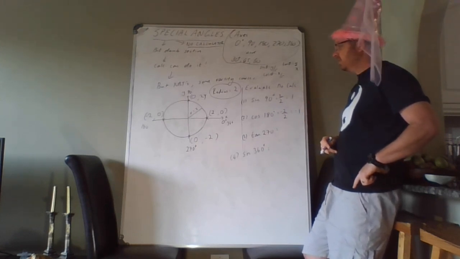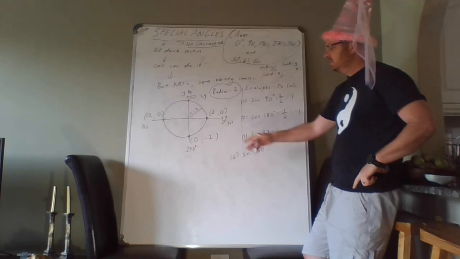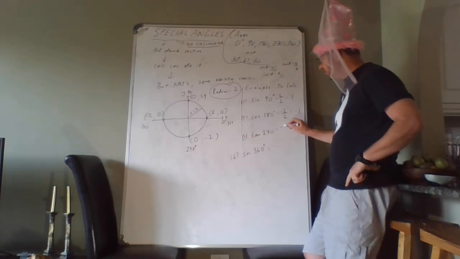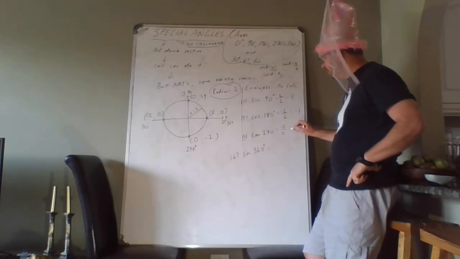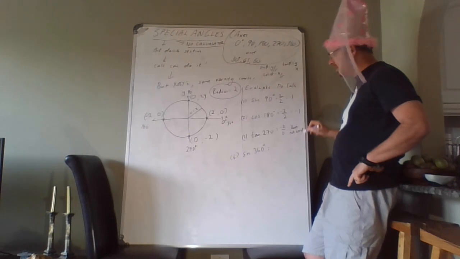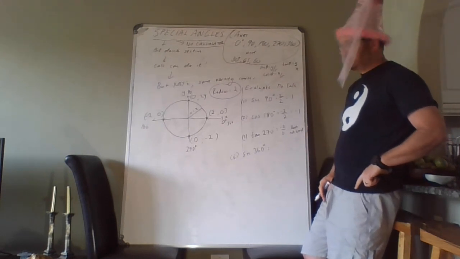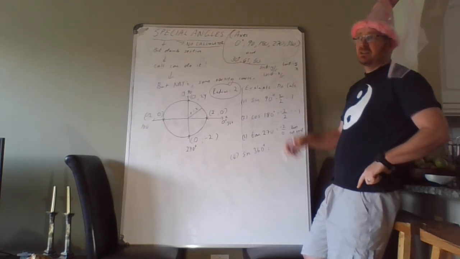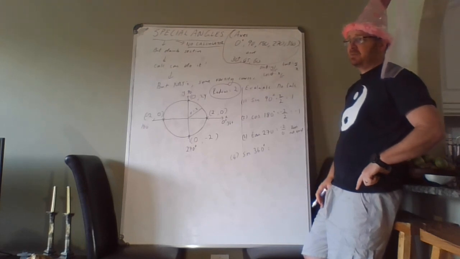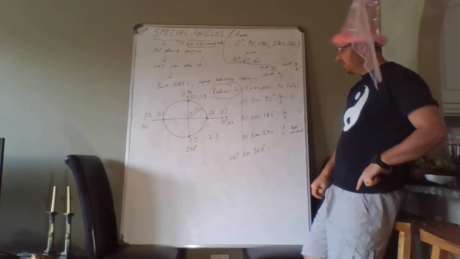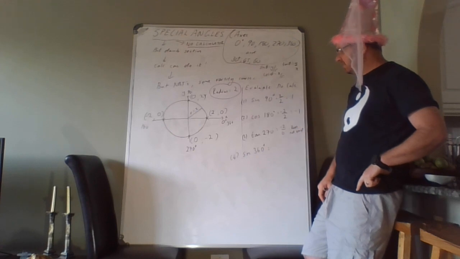Tan of 270 is the ratio of the y-coordinate over the x-coordinate. The y-coordinate is negative 2, and the x-coordinate is 0. So tan of 270 is undefined, or it does not exist. Remember, on your tan graph, at 270 degrees, there's an asymptote, so it's undefined for that reason at 270.